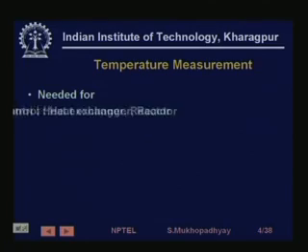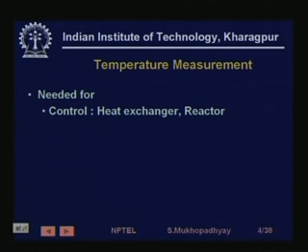So, we come to temperature measurement and why it is needed. It is needed for various purposes. Firstly, it is needed for control. Typical example would be a heat exchanger. In a heat exchanger there are generally two streams. One stream which is called the cold stream, which is getting heated, and another is a hot stream which is heating. So, generally we need to control the outlet temperature of the cold stream. So, for that we definitely need a temperature feedback, and that will involve temperature measurement.